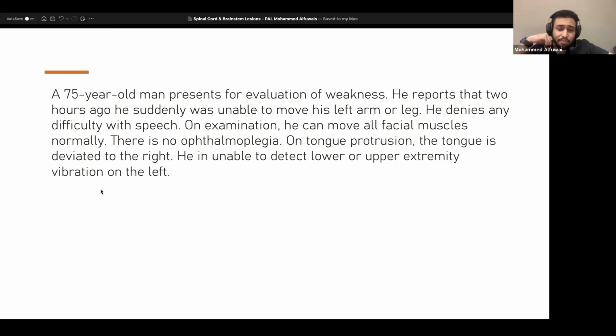Good. So, yes, this is a right medial medullary syndrome. Why is this the case? Firstly, look at the tongue. It's deviated to the right. That tells you it's the hypoglossal nerve. Next, he is unable to detect lower and upper extremity vibration on the left, which is the medial lemniscus on the right side, so it's contralateral, the left side. And he's unable to move his left arm or leg, which is the corticospinal tract. It's the left side because it's contralateral. So this is right medial medullary syndrome. The tongue tells you it's right, and these will tell you it's contralateral. Is this clear to you guys?